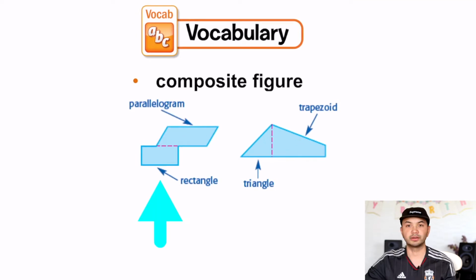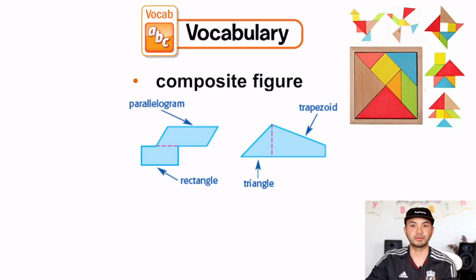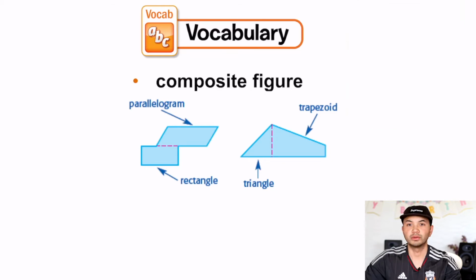That would be a parallelogram and a rectangle. This would be a trapezoid and a triangle. If you have ever done tangrams before, that's an example of a bunch of different composite figures. But tangrams actually all have the same area if you use all of them. So I did composite figures.